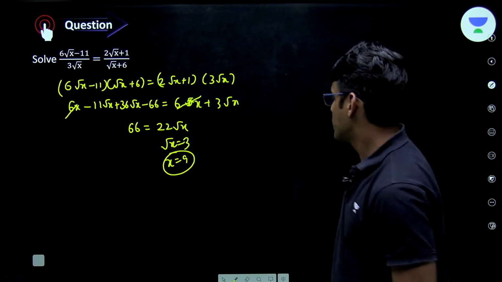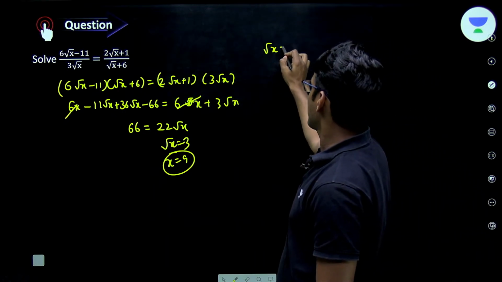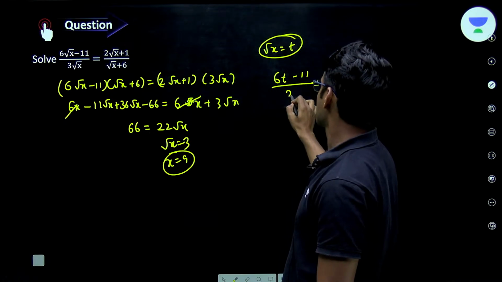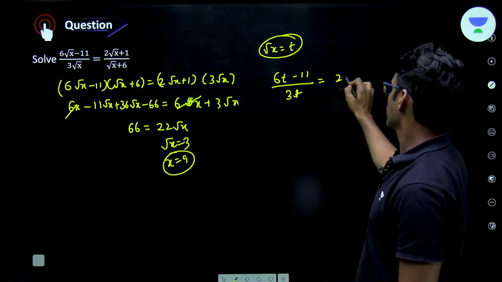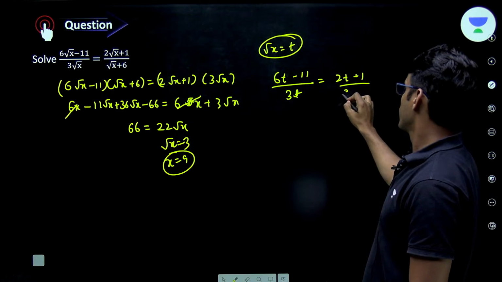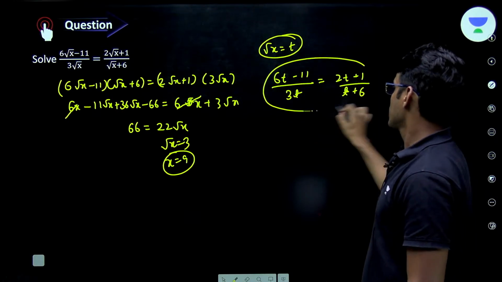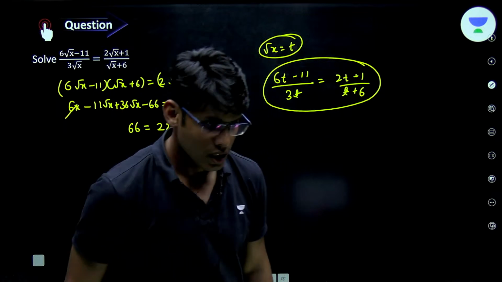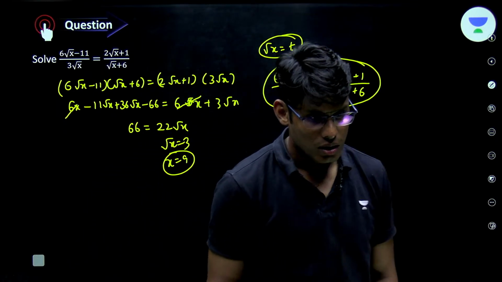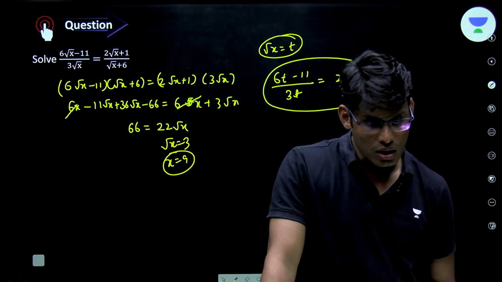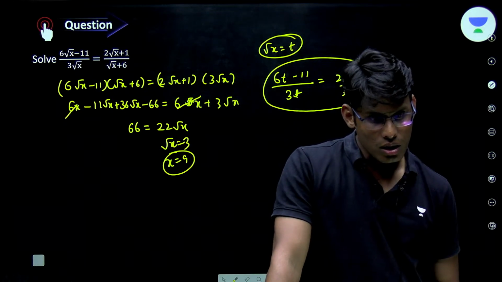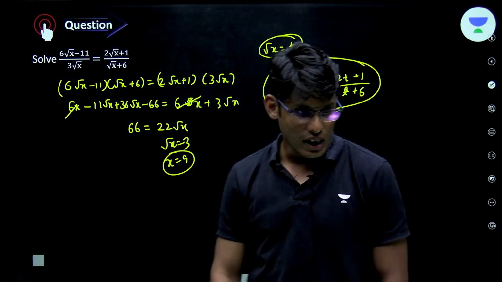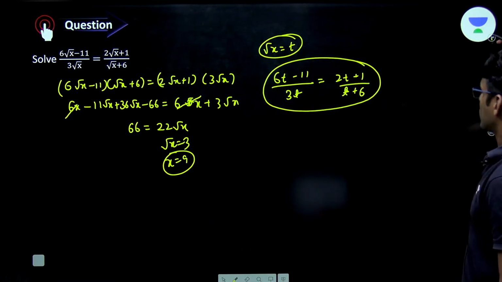You could have also done it like this. You could have put root x equal to t. This would have been simpler to look at, at least. Right? This is how you solve it. Whenever you are afraid of anything, just substitute it with a simpler thing with which you are more comfortable.